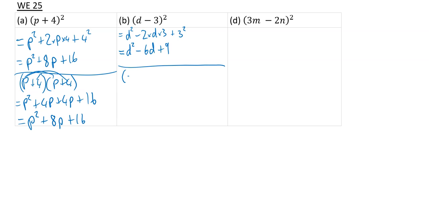Again, if we do an expansion, so d minus 3, the old way, that's going to look like d squared minus 3d minus 3d plus 9, which would be d squared minus 6d plus 9. Both of them work. Same principles apply to the last one. It's just a bit more complicated because I have 2 elements.